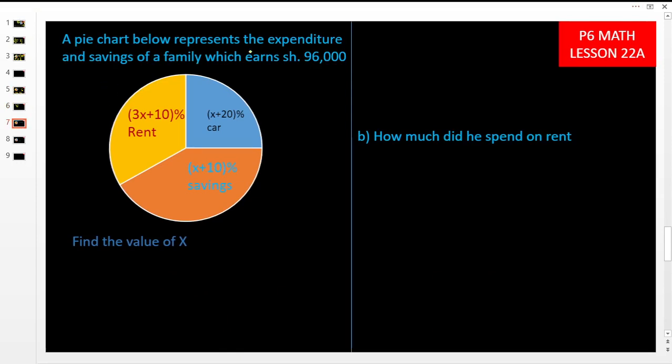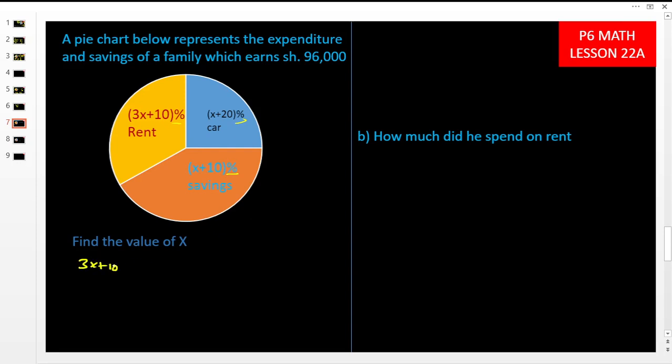Okay, so we have another here. A pie chart below represents the expenditure and savings of a family which earns emitwalo mwenda mukakaga. So find this. Now this one is involving algebra, and when you look at this pie chart, it is a percentage pie chart. It is a percentage pie chart, which means now we are not dealing with the degrees. Now here we are dealing with the percentages.